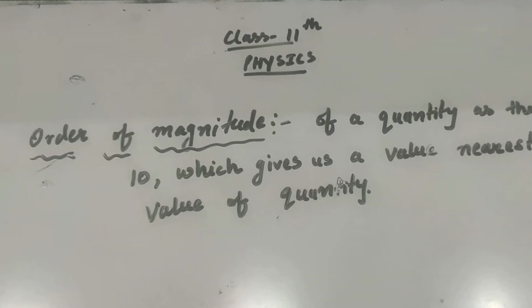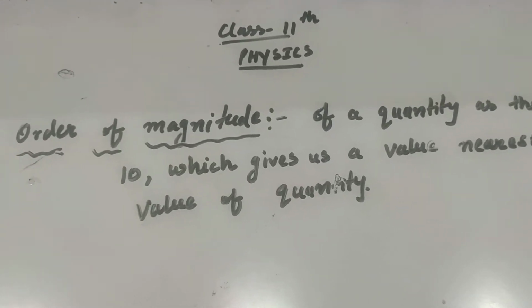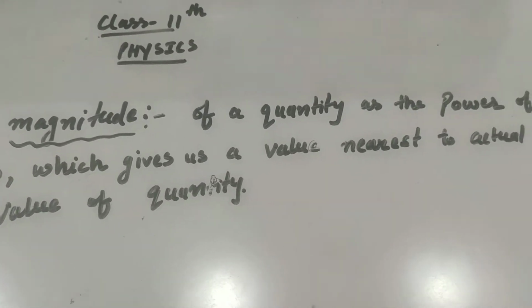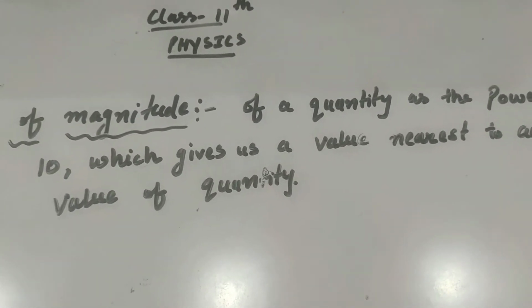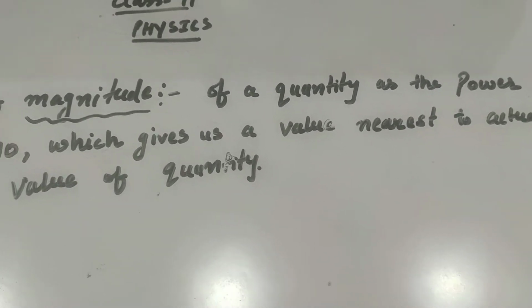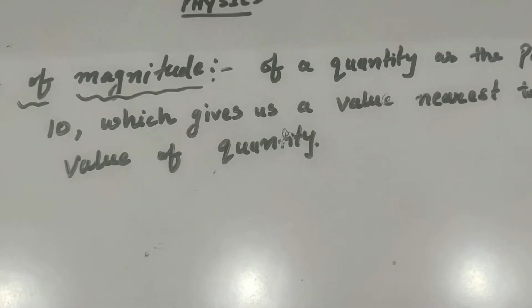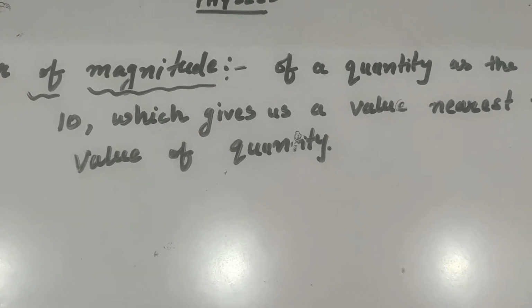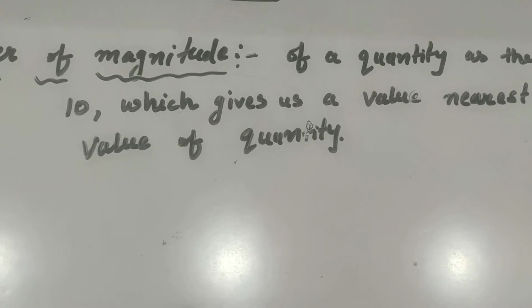Okay, students, our next topic is order of magnitude. Order of magnitude of a quantity is defined as the power of 10 which gives us the value nearest to the actual value of the quantity. Right? It means it is the power of 10 which will give us the value nearest to the actual value of the quantity.